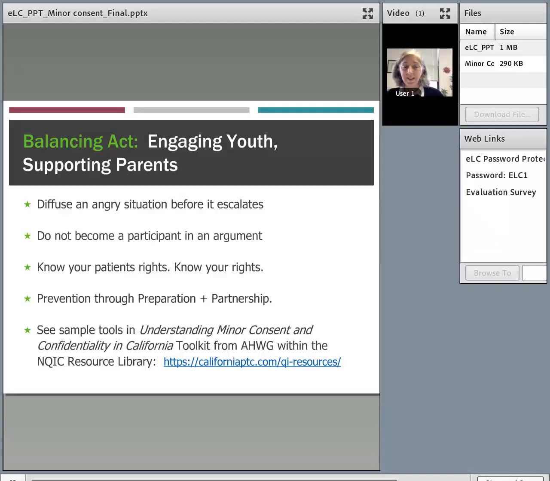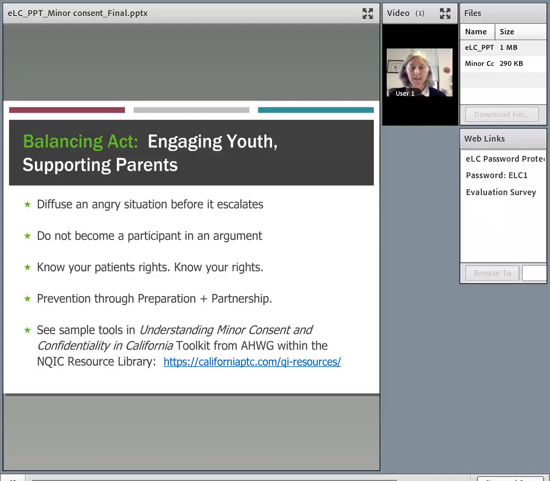So in these kinds of situations, this is the advice that healthcare providers have created. This is not from me. Don't become a participant in an argument. Defuse an angry situation before it escalates. And really work on prevention through preparation and partnership. And by that, we mean the things that you all are already talking about.